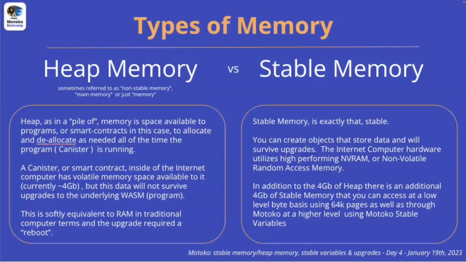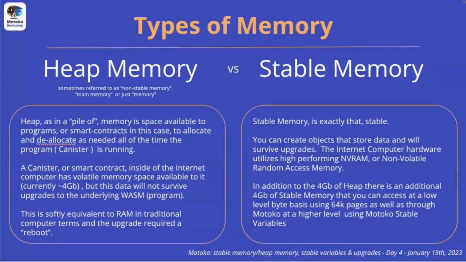So, for the context of our conversation going forward, we'll have two types of memory. We'll have heap memory, as in a pile of memory, which is memory allocated to the program while the program is running. So when the canister is active, the data that the program is working on will be stored in heap memory, or non-stable memory. Sometimes it's just called memory.